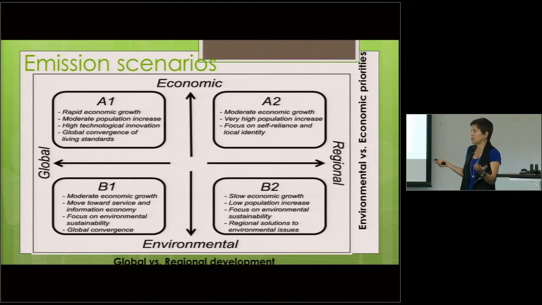So if we look at these, for example, A1: moderate population increase, high tech advancement, which might be good for reducing fossil fuels, right? Global convergence on living standards. So that means that we'll actually be using more energy because we're going to bring up people who are now using very little energy. B2 might be slow economic growth, low population growth, focus on environmental sustainability, regional solutions to environmental problems as opposed to global. So these are the 4 basic scenarios that they have come up with.